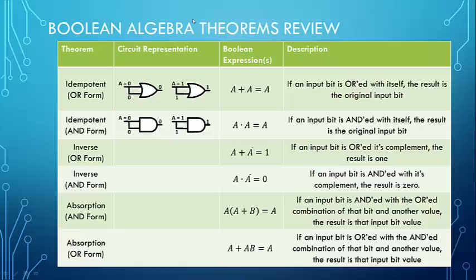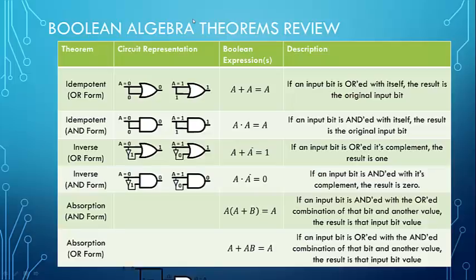So ORing two input variables makes one of them redundant and unnecessary. ANDing two of the same input variables also makes one redundant. The inverse form says if we OR something with its opposite, we know at least one of the inputs will be a 1, which means we'll get a 1 out. So again, your truth tables will tell the tale on this one. For the AND situation, if we AND something with its opposite, at least one of the inputs will be a 0, so we know we're going to get a 0 out.